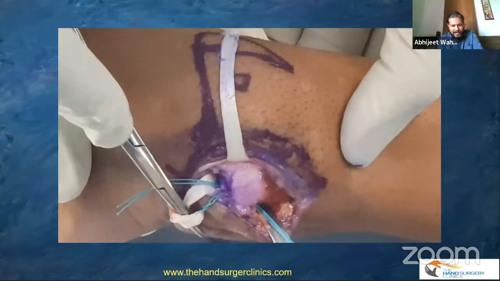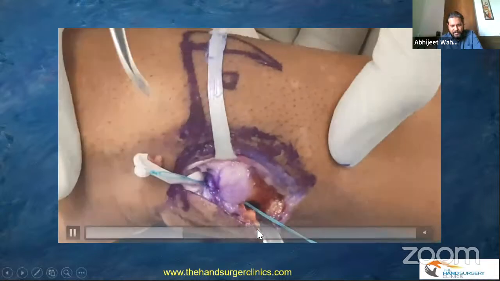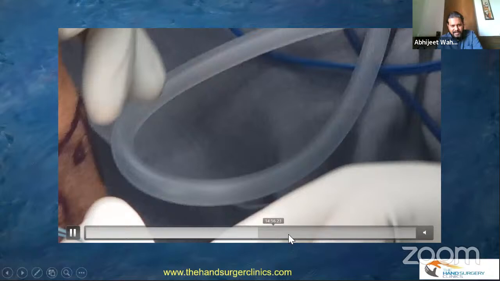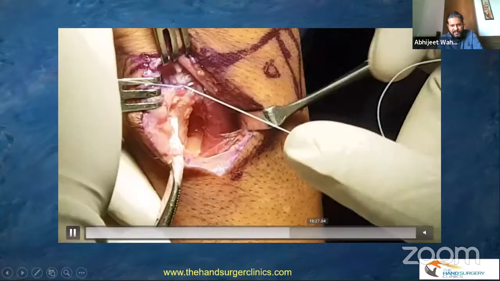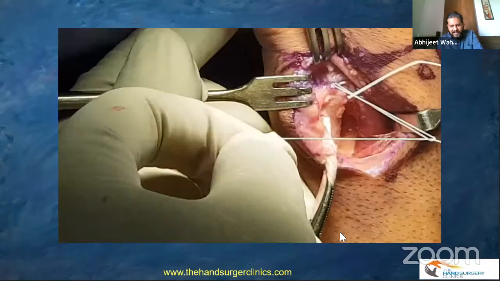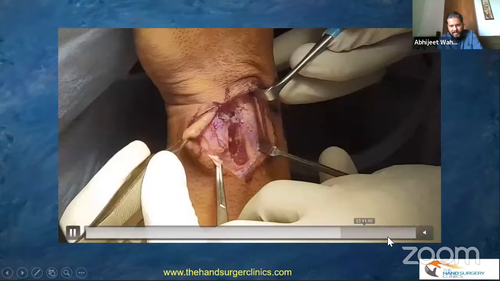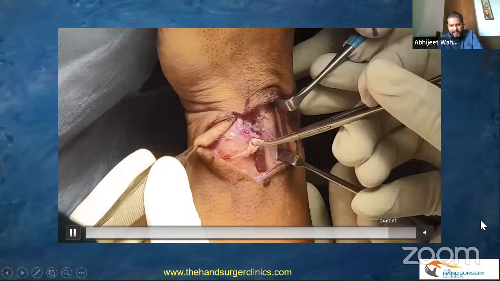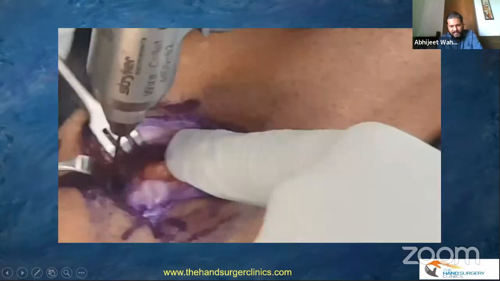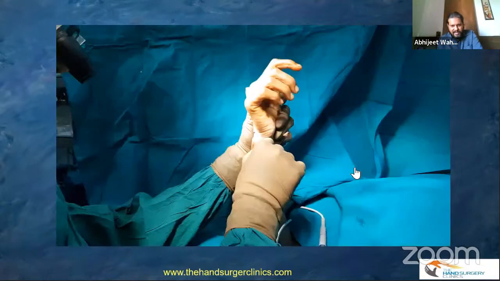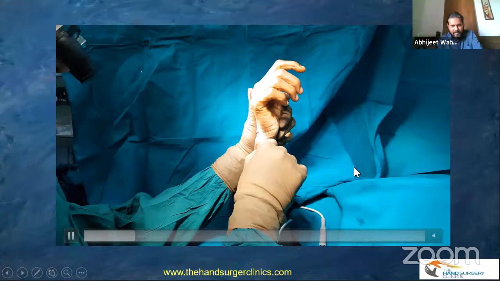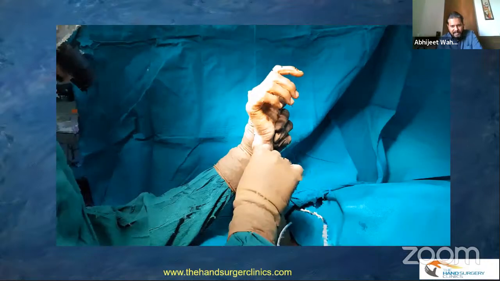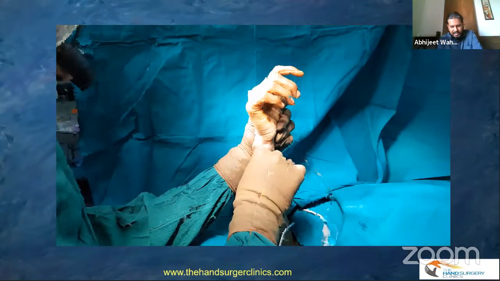Your graft is tunneled through these tunnels, and a repair is performed and reinforced with a double breasting of the dorsal soft tissue, thereby restoring stability of the DRUJ. So this is the same patient who had that pronounced instability to begin with, and you can see that post-operatively the stability of the DRUJ has been restored.